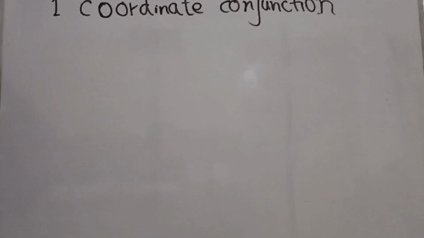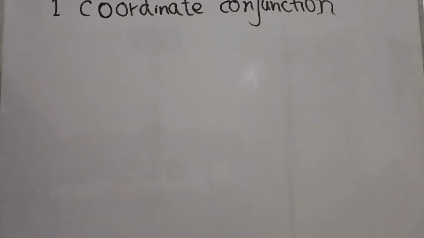I will tell you which words are used in coordinate conjunctions, which words are used in subordinate conjunctions, and which words are used in correlative conjunctions. Now here I am going to tell you about coordinate conjunctions. So what are coordinate conjunctions? Conjunctions are words that connect words, phrases or clauses.